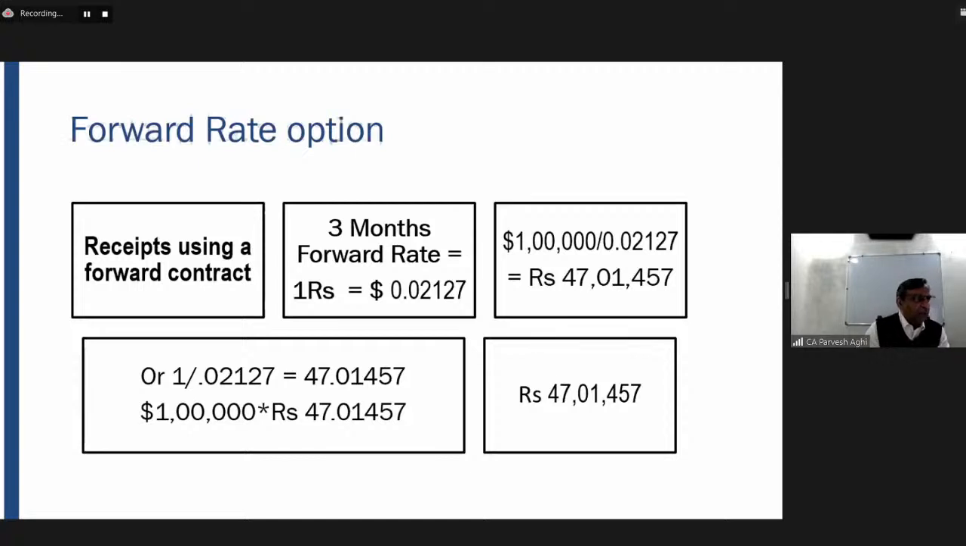So there are two ways. First, if you are very familiar and have become an expert, it's an indirect quote, so you can simply divide and calculate. And if you want to be comfortable and convert into a direct quote and then do your calculation, you can do the second method, where you take the reciprocal of the quote, convert it into a direct quote and multiply it with the dollars. And you will get your amount. So this is the forward rate option. I hope you have followed.